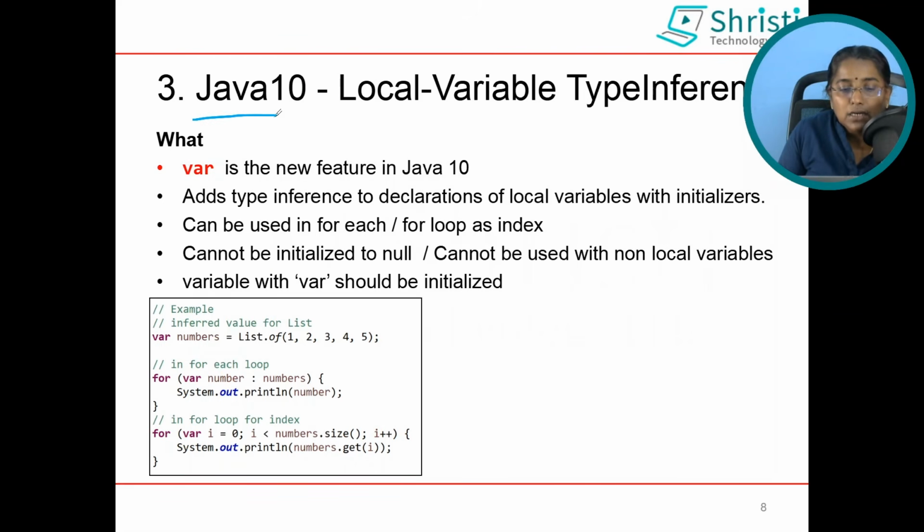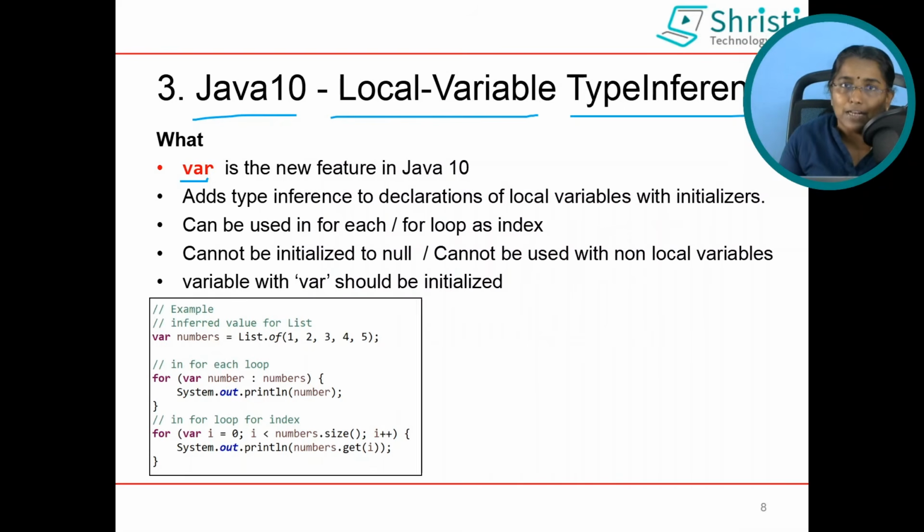This is from Java 10, local variable type inference. What is the meaning of it? Whenever we want to create a variable in Java, it is mandatory that we specify the data type: string, double, boolean, integer. But now in Java 10, they introduced a keyword called var. This var can be used only with local variables. It supports type inference, which means if I type var x is equal to 10, automatically it will understand x is of data type int. If I write var x is equal to Priya, then it will understand x is of data type string.